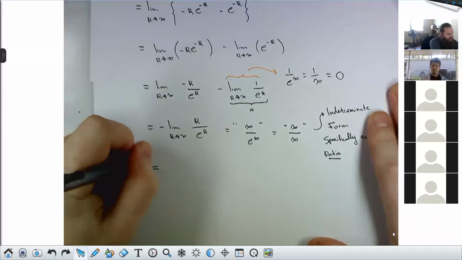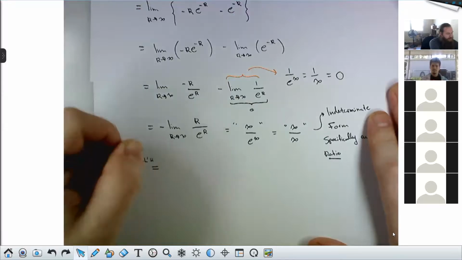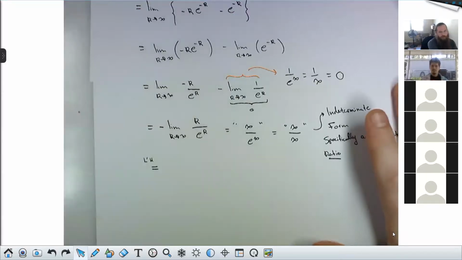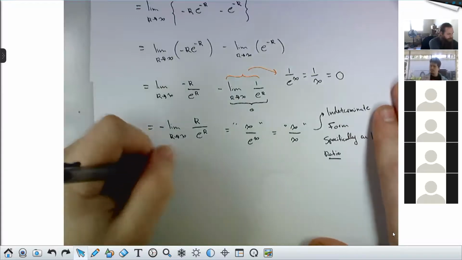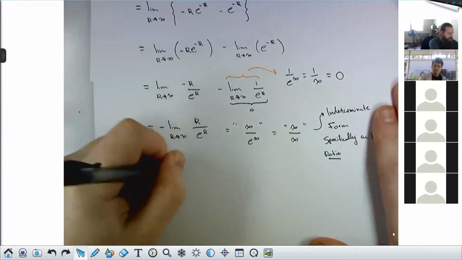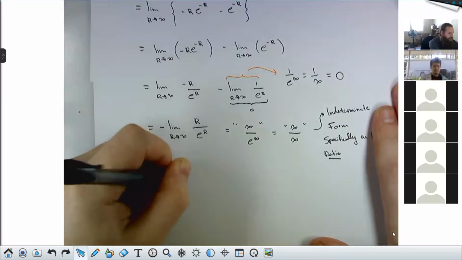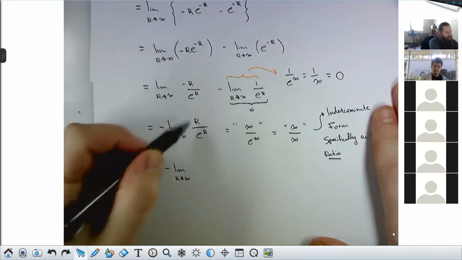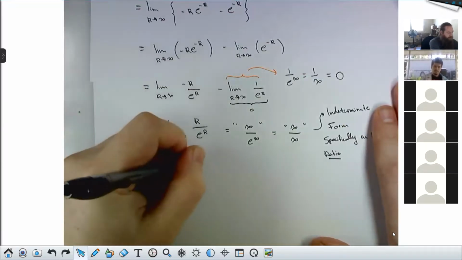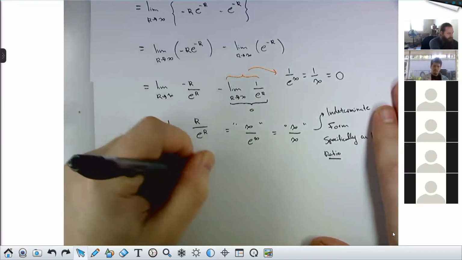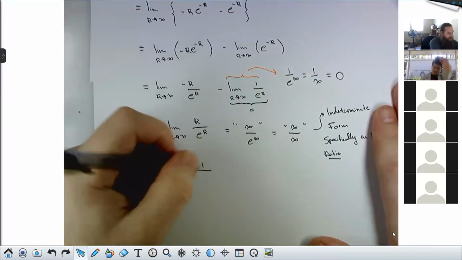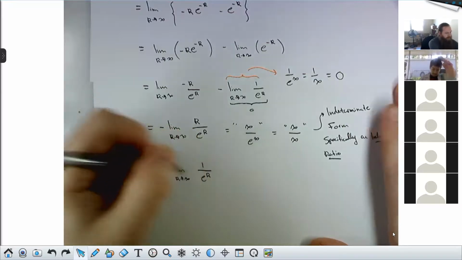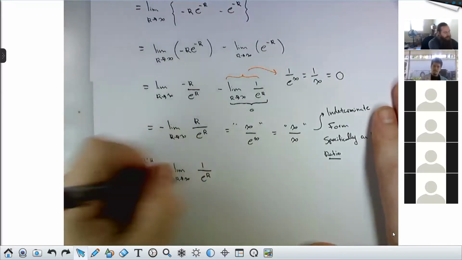But to let my reader know that the tool I'm using is L'Hopital's rule, I put a little L'H here for L'Hopital. The negative stays there, lim stays there, r to infinity stays there. But I take the top, its derivative is 1. I take the derivative of the bottom, its derivative is e to the r. And now I try again.